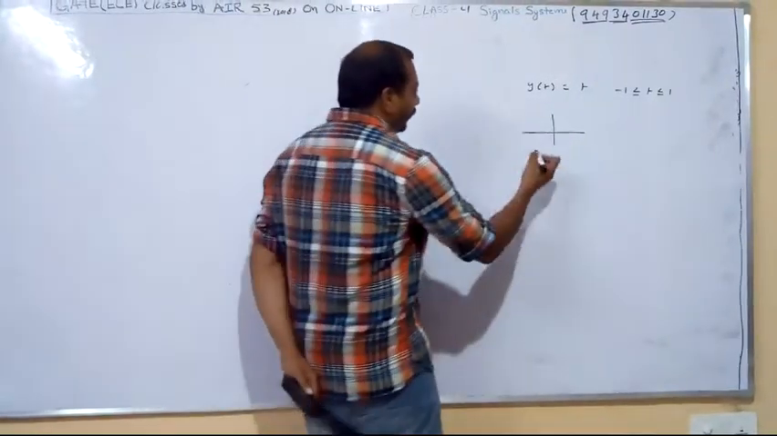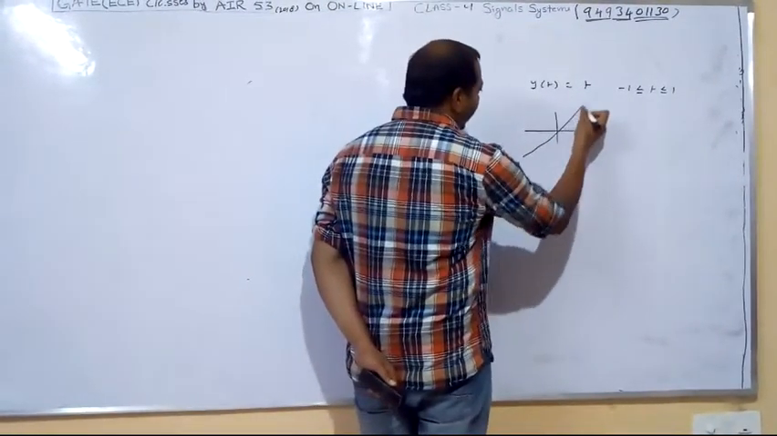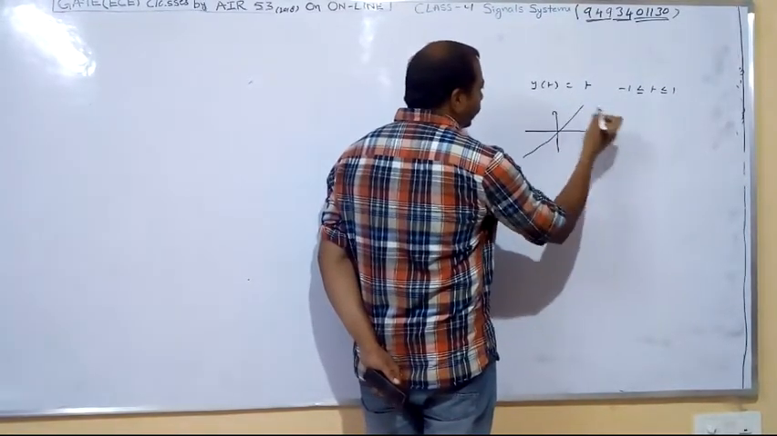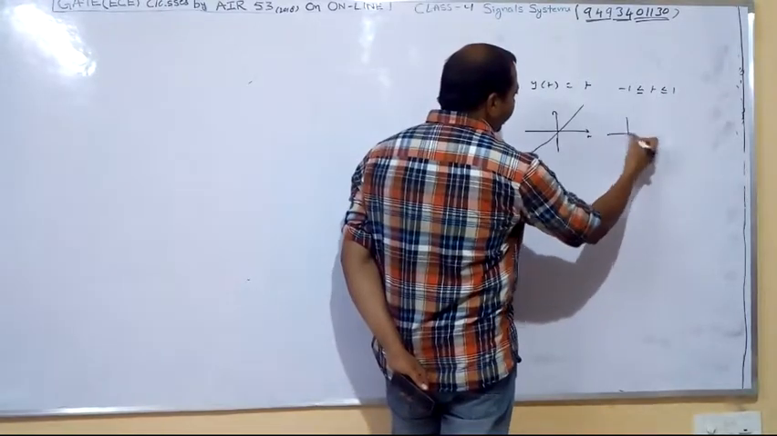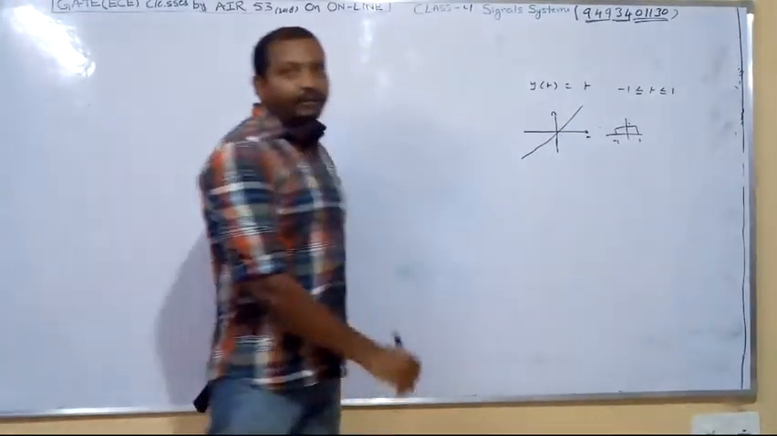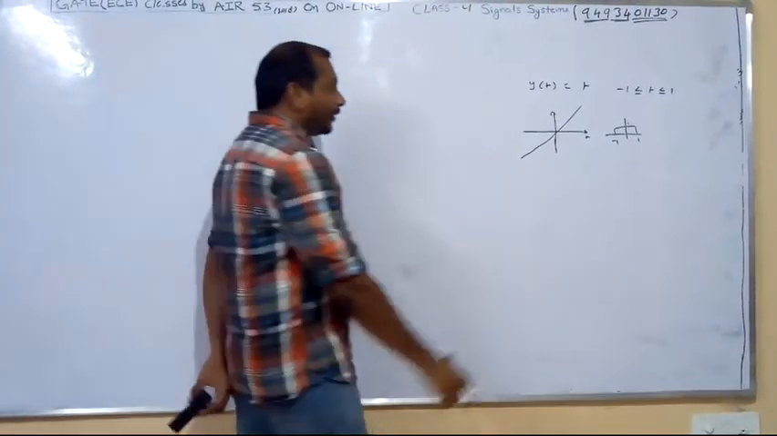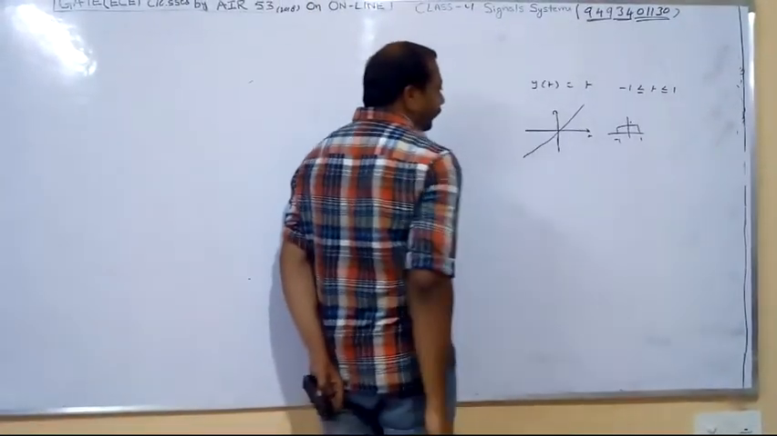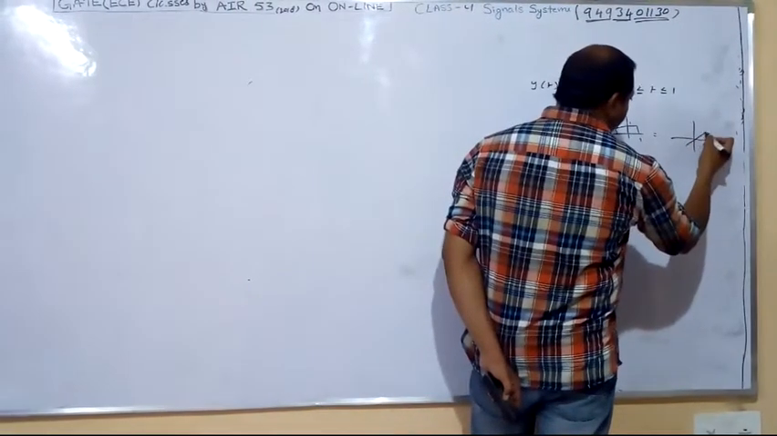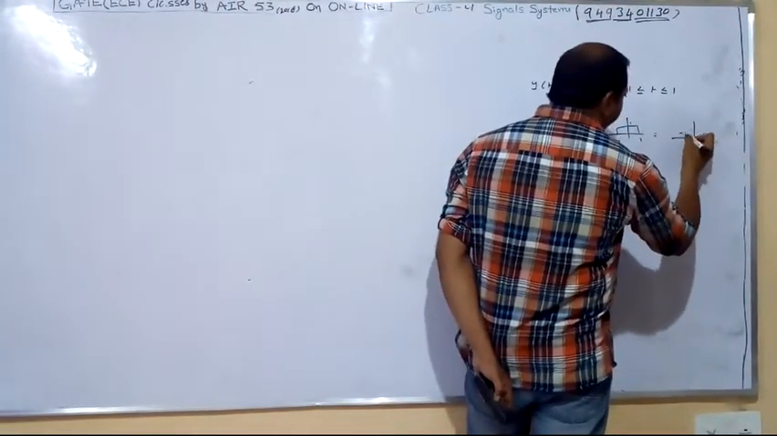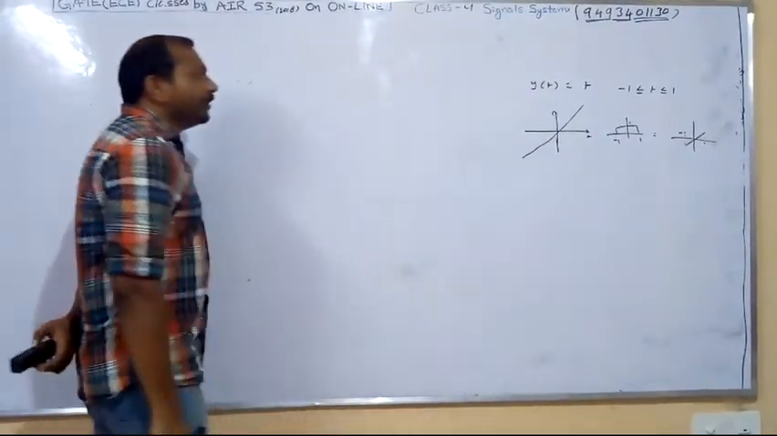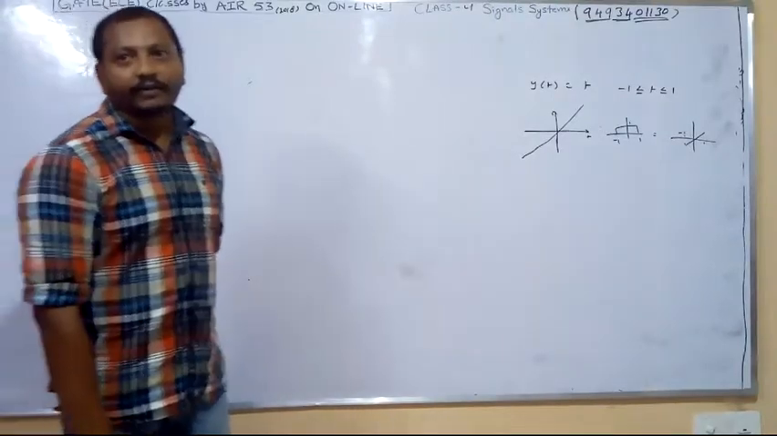So the signal exists from minus infinity, passing through the origin. Now I am going to multiply this with a pulse of amplitude equal to 1 that exists from minus 1 to 1. Because of the zero outside minus 1 to 1, the signal will exist up to 1 and minus 1 only. This is the meaning of the given signal y of t equal to t.